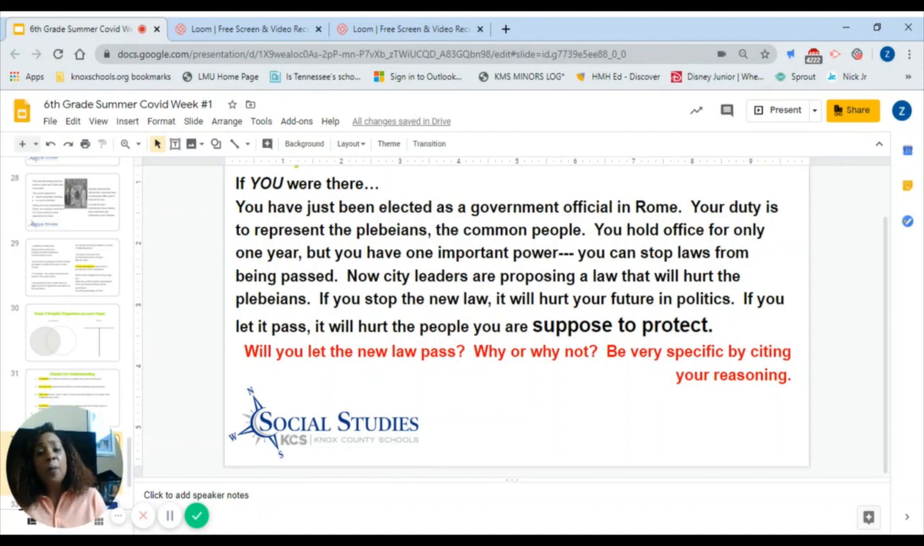Now, city leaders are proposing a law that will hurt the plebeians. If you stop the new law, it'll hurt your future in politics. If you let the law pass, it'll hurt the people that you're supposed to protect. Will you let the new law pass? Why or why not? Be very specific in citing your reasoning. So an expectation is to have a minimum of 2 sentences or more, not an essay. You may go back in the slides and find textual evidence to prove your point.